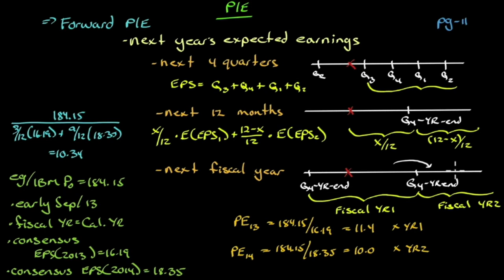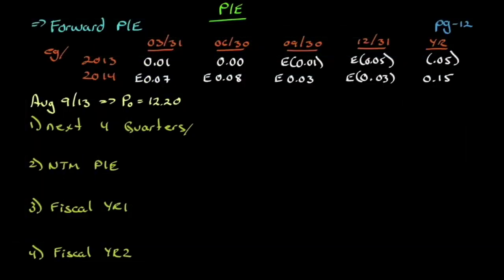So let's do a bunch of calculations here just to make sure that we have it straight. Here we have it broken down by quarter. We have the full year forecast 2013-2014. We have 2 actual quarters. We have 2 estimated quarters in 2013. And of course 2014 is all estimated. It is now August 9th. The price of the stock is $12.20. What's the PE based on the next 4 quarters?